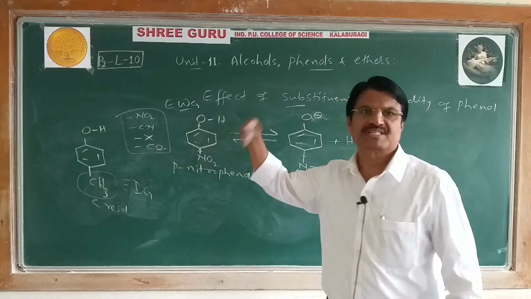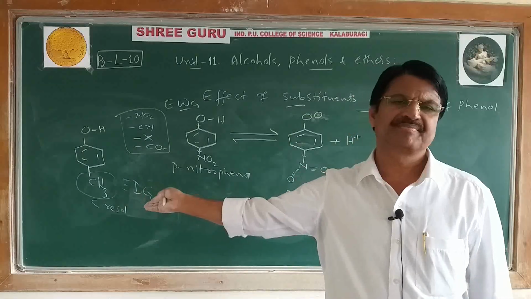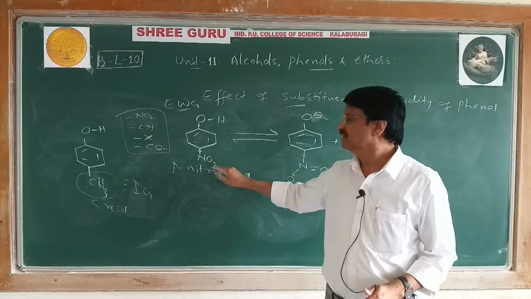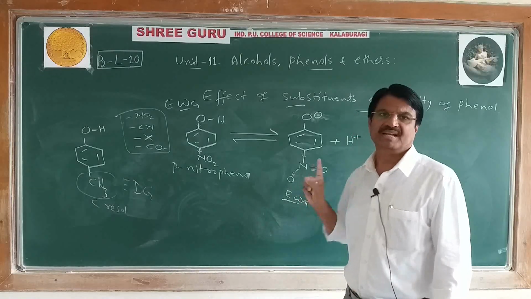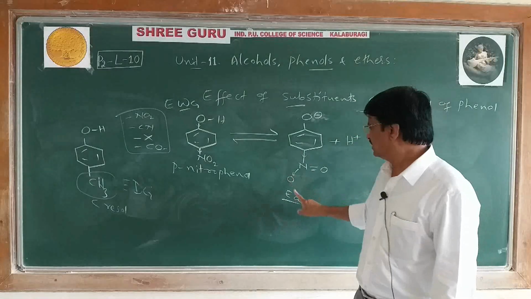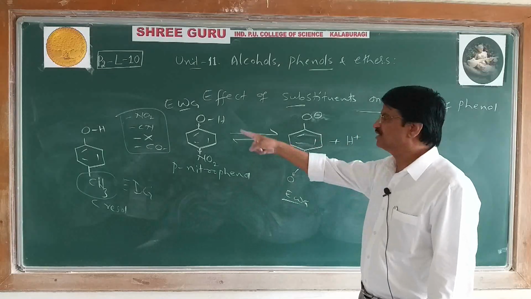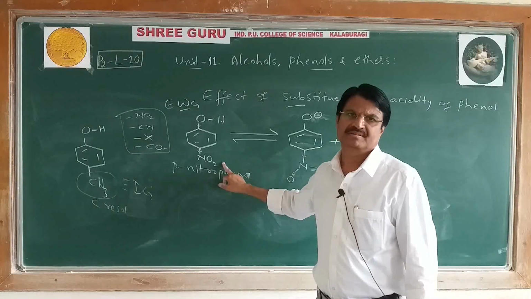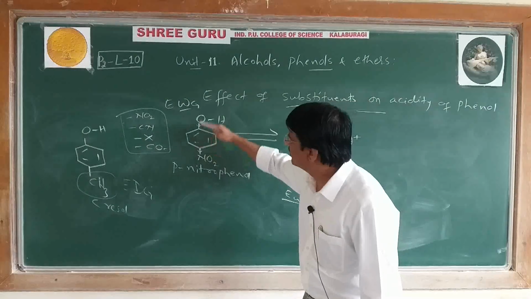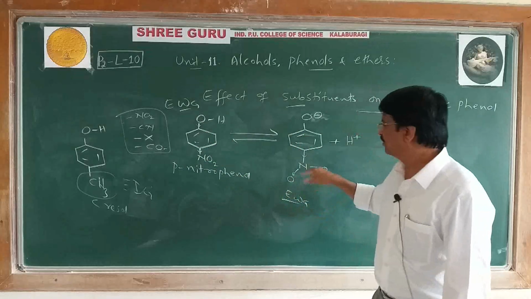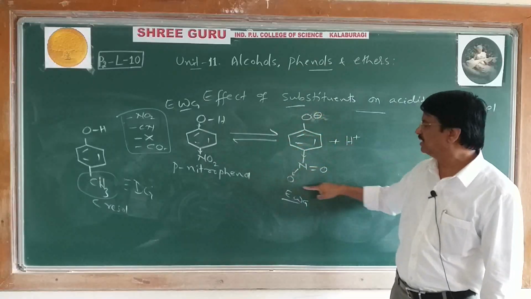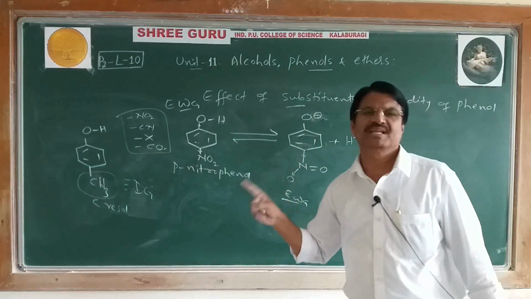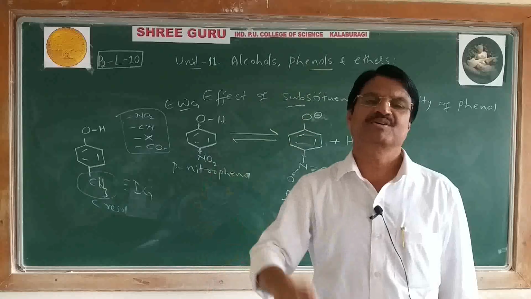Nitrophenols are more acidic than phenol and even cresols. Because in nitrophenol, the nitro group, or NO2 group, is an electron withdrawing group. Yes, it increases the acidity, meaning it ionizes more, because the NO2 group decreases electron density on oxygen, or the nitrophenoxide ion is more resonance stabilized than phenoxide ion.